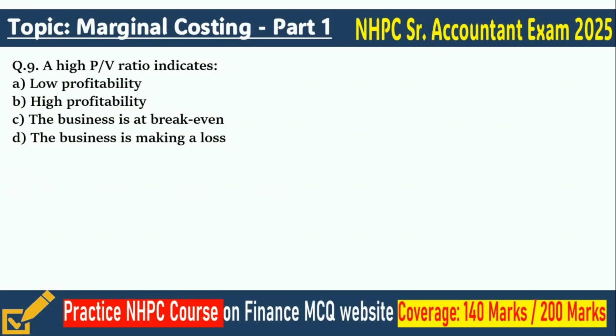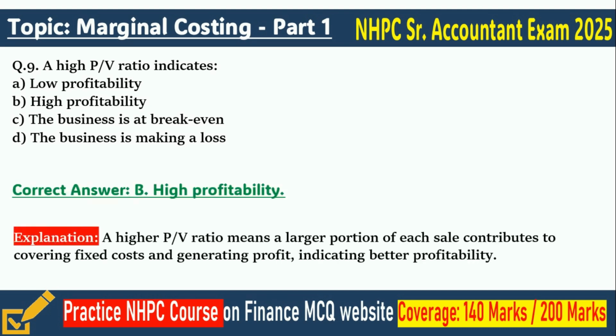Moving on, friends, a high profit volume ratio indicates option A, low profitability. Option B, high profitability. Option C, the business is at break even. And last option, the business is making a loss. So, quite a straightforward question, friends. The answer has to be option B. This says high profitability. Friends, a higher profit volume ratio means a larger portion of each sale contributes to covering fixed cost and generating profit, indicating better profitability.